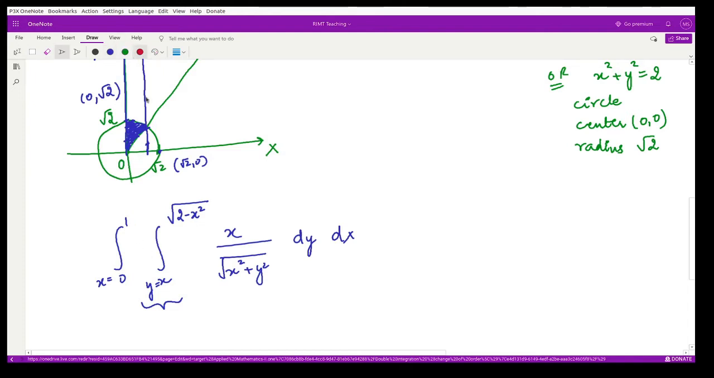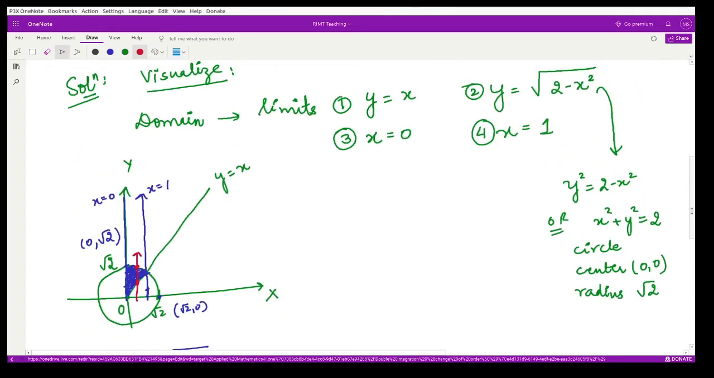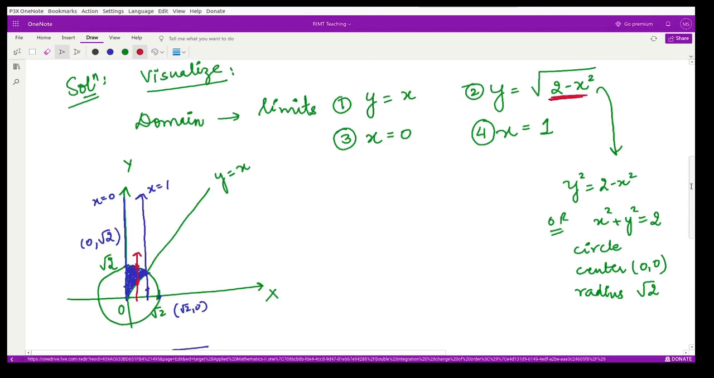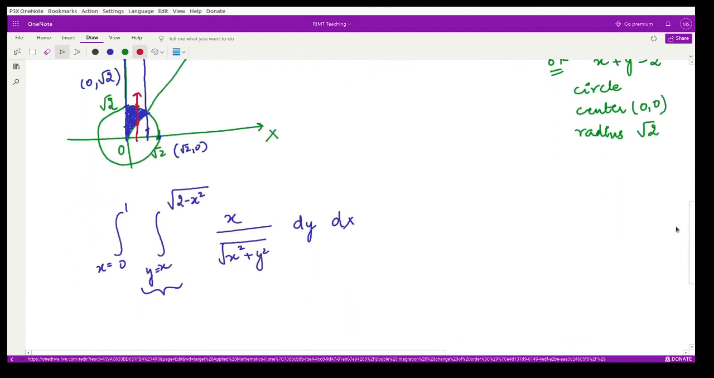You will be taking some vertical line into this region. The line which enters here would be your lower limit, and the line which leaves here would be your upper limit. Accordingly, at this point the value of y is equal to x, and at this point the value of y is equal to square root of 2 minus x square. So this is what we have, and now you can solve this and calculate the limits.